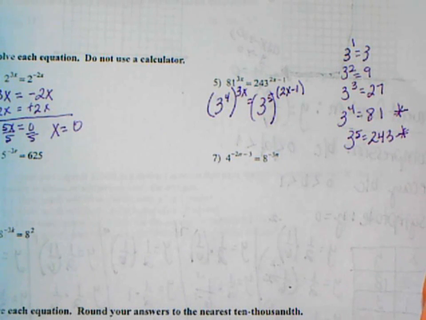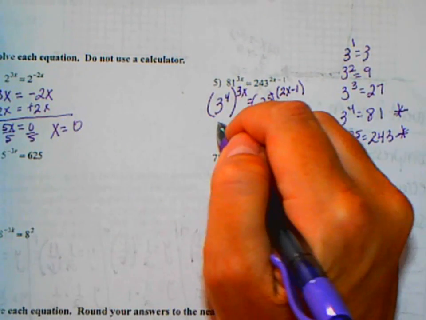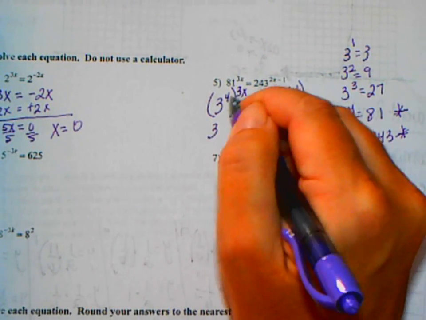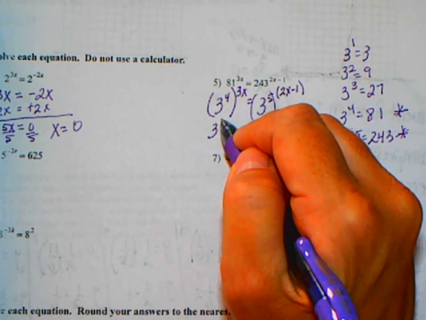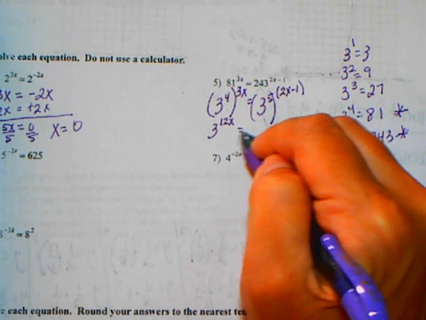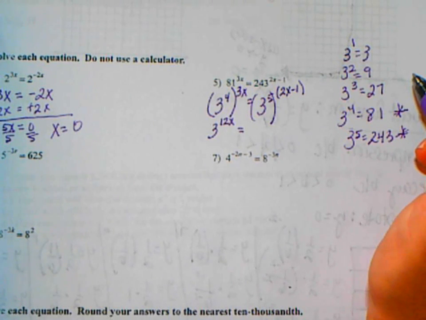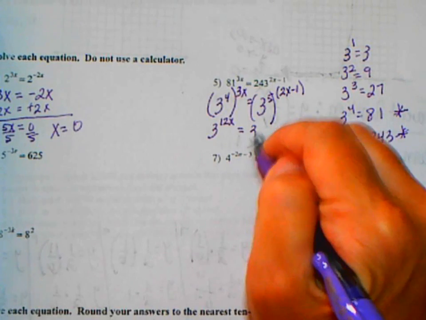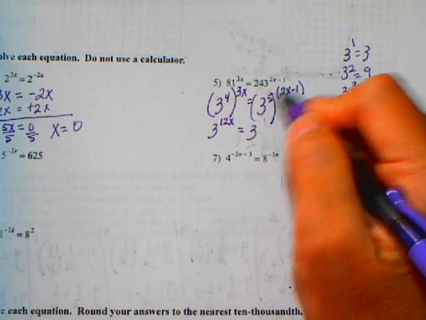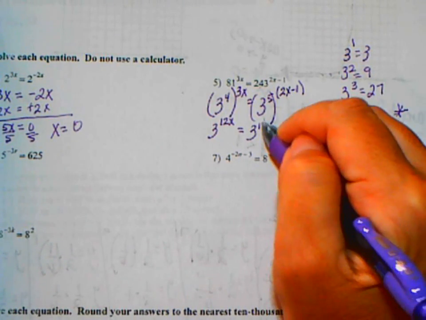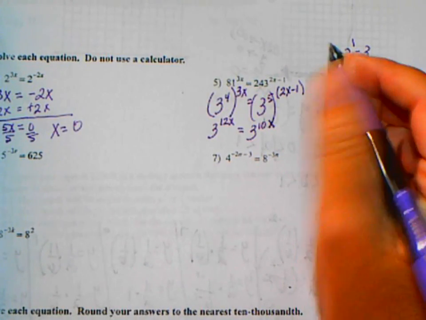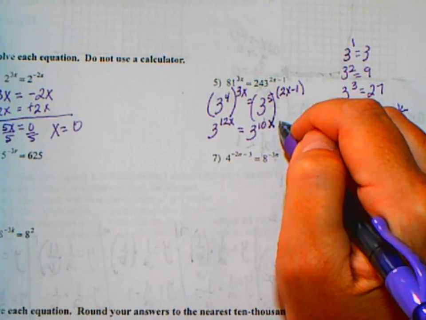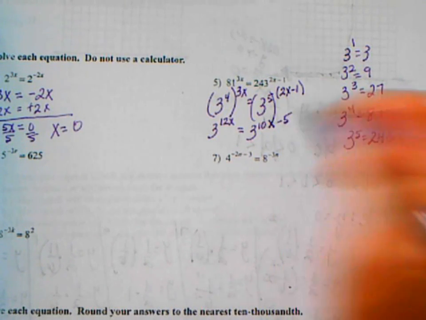So when you have a power to a power, we know that you keep the base and do what to the exponents? Multiply them. So 4 times 3x is 12x equals. Over here, we're just going to have to distribute. No big deal. Keep the base of 3. Distribute. What's 5 times 2x? 10x. 5 times negative 1? Negative 5.